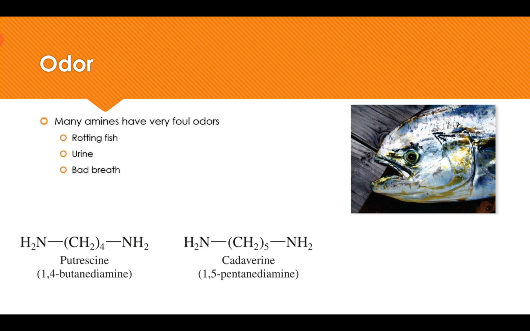Amine molecules generally have unpleasant odors. They are responsible for the foul smells of rotting fish, urine, and bad breath. Here are two molecules that have very descriptive common names. This molecule is known as putrescine, and this molecule is known as cadaverine. Think of cadaver, as in a dead human that you're going to dissect. So, cadaver, putrescine. If these are the common names that people came up with for these two molecules, they must smell pretty bad.